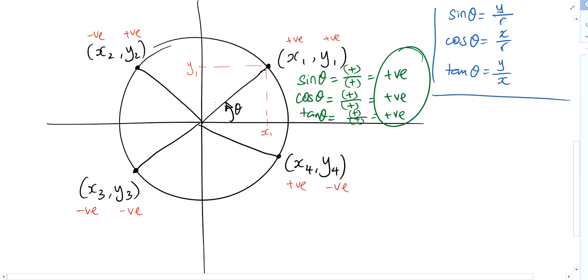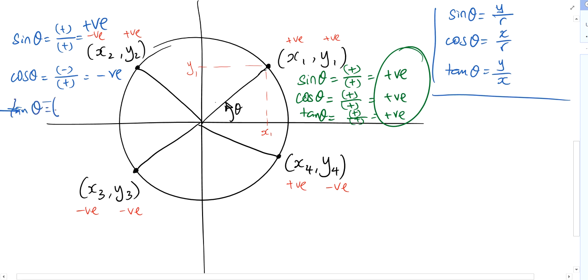Second quadrant, I think you're bored, right? Sine theta. Come, tell me the answer. What is the numerator, positive or negative? Positive. So this is still positive, still very boring. Cosine theta. Okay, tangent theta. 1 over what?